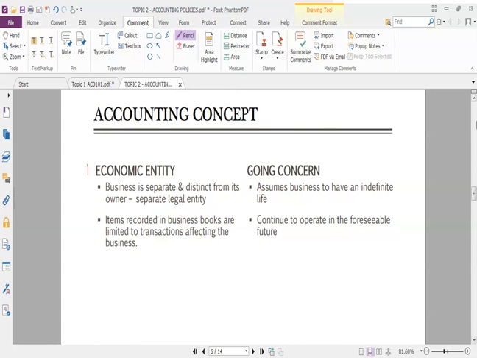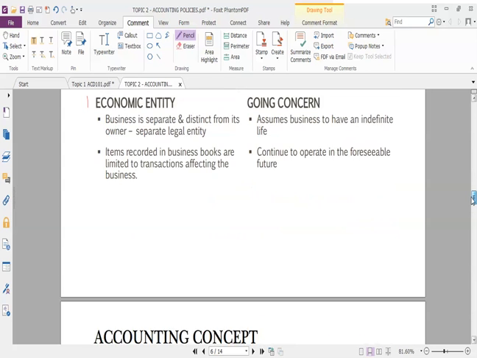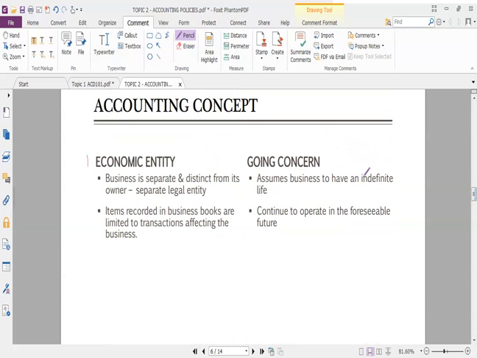So how about going concern? Going concern assumes the business has an indefinite life. The business will continue to operate in the foreseeable future.